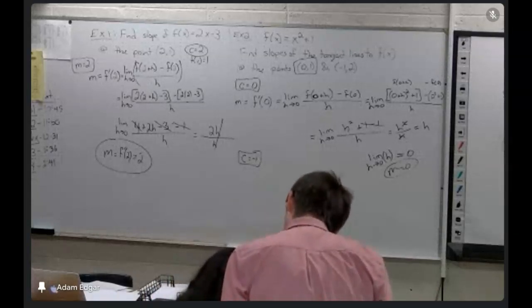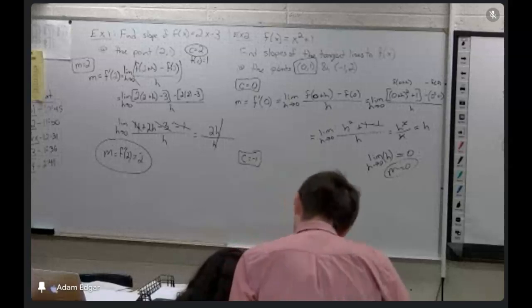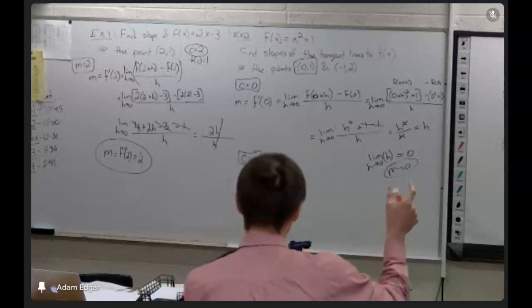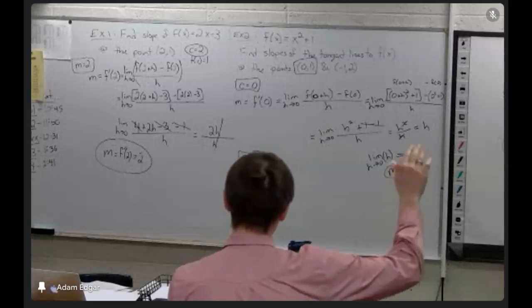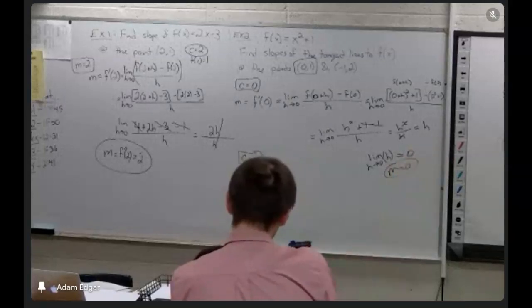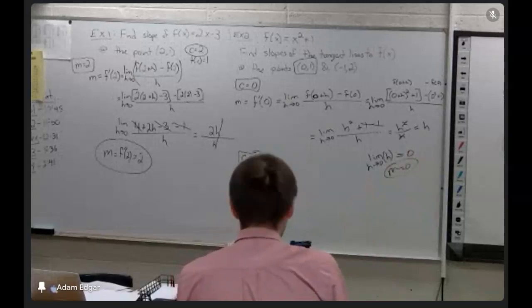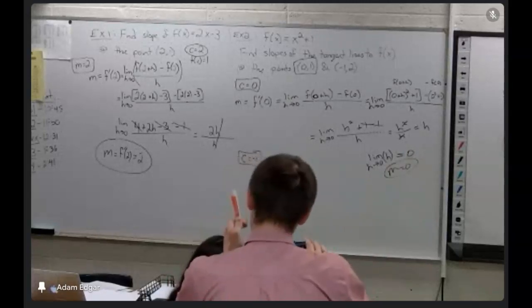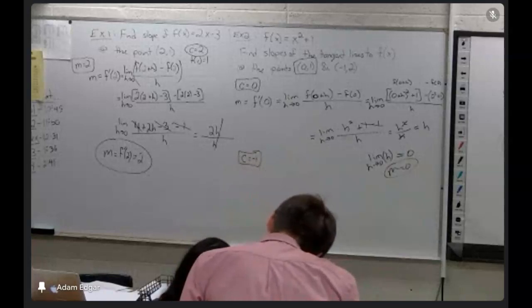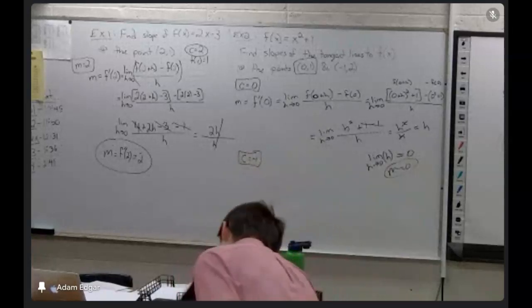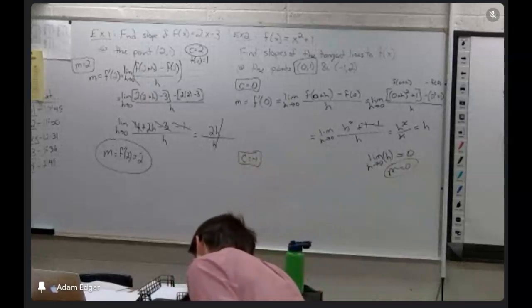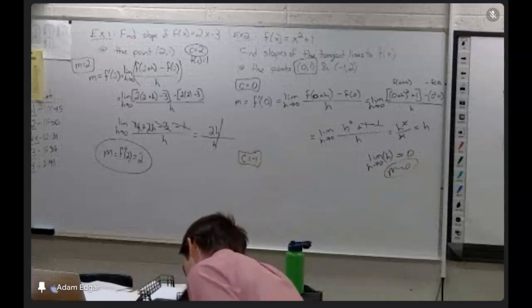H always approaches 0. The goal is to bring the second point to the point of tangency, so the distance between them always goes to 0. So H is always approaching 0. That negative 1 is just the c value. So then the other thing is when you set this up, that's the negative 1 plus H in that x squared plus 1.